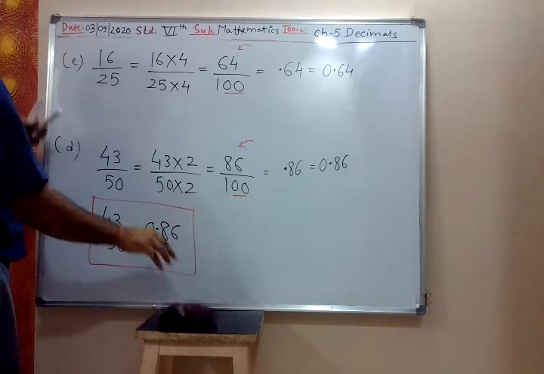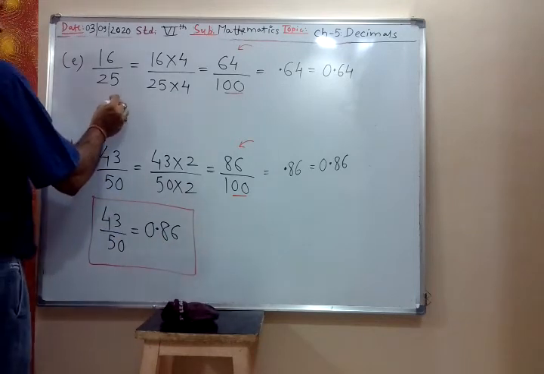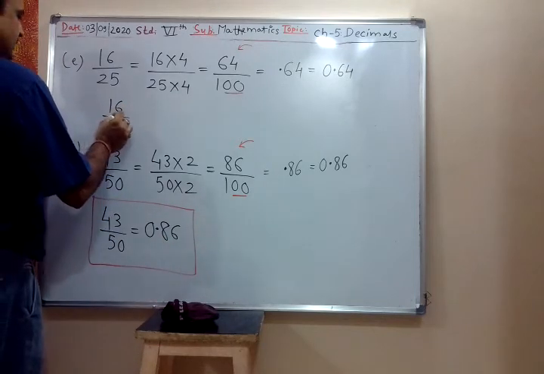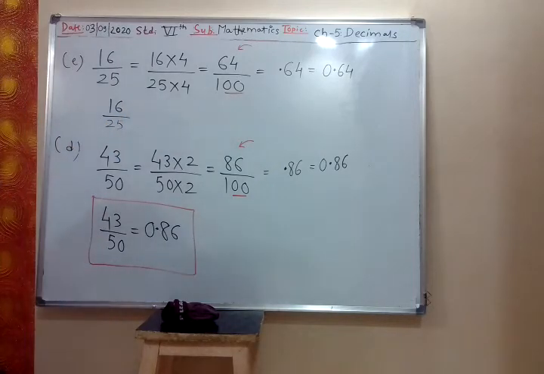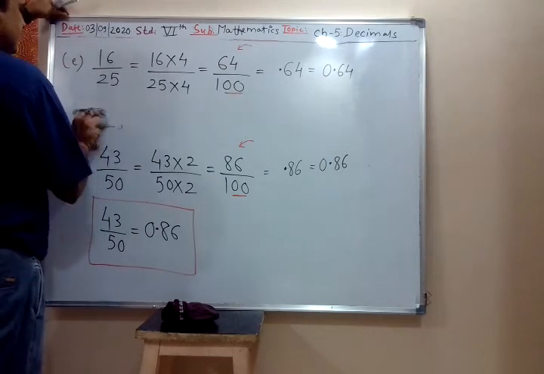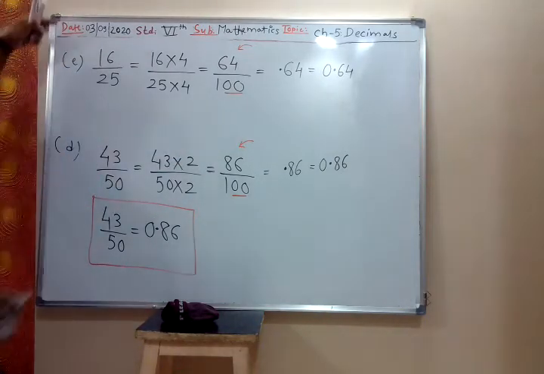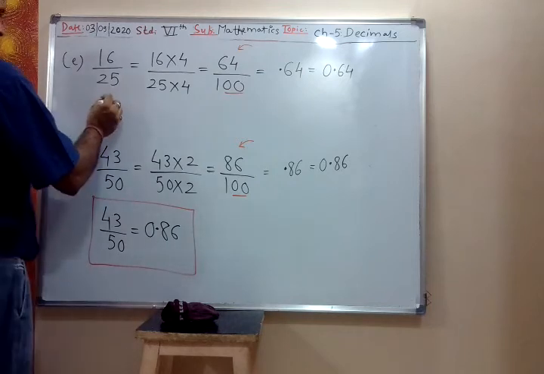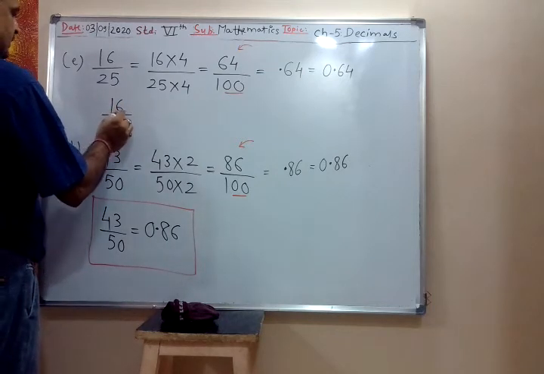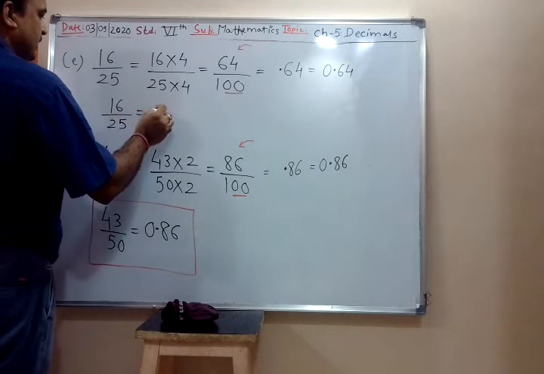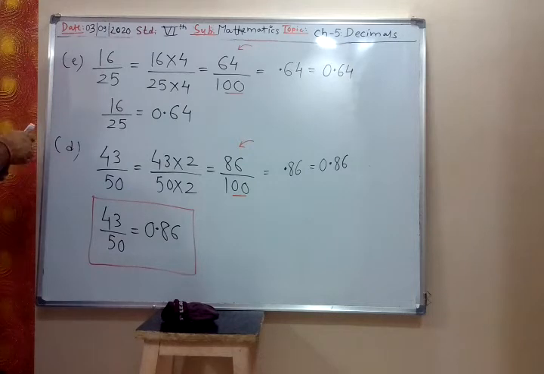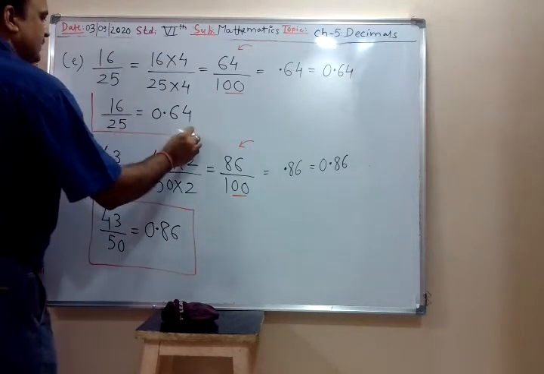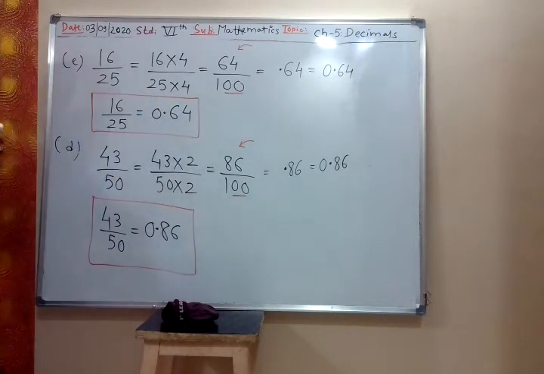0.64 is the answer. So 16 upon 25 is 0.64. Yes. Now do the F part.